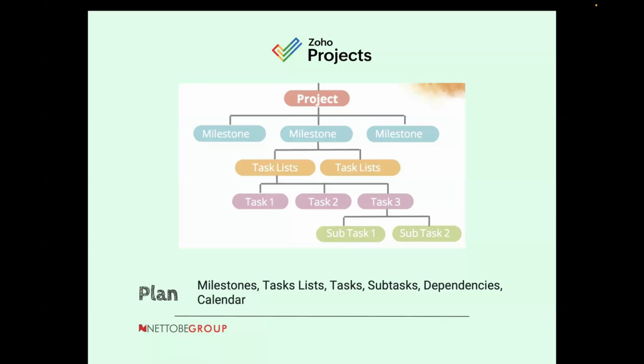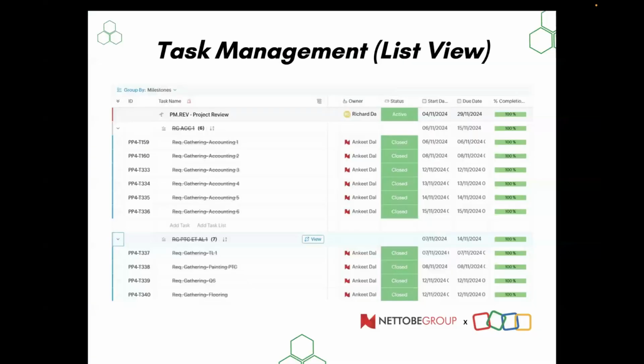And after you've done the breakdown into milestones, task lists, and tasks, probably subtasks, you can easily attach the dependencies. You can do them directly on the task list, or you can on the Gantt chart. You can just drag and drop to carry out the dependencies, depending on the type of dependencies that you want to display.